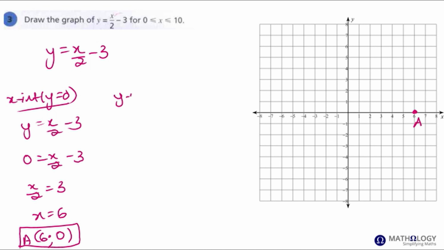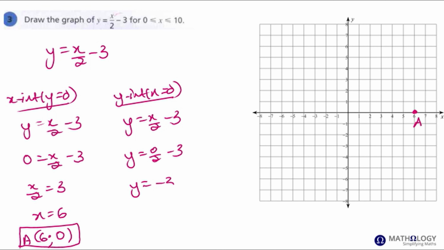And then the y-intercept, when x equals 0, y equals x over 2 minus 3, y equals 0 over 2 minus 3, y equals minus 3. Again, it's a point, x first, then y, x equals 0, y equals minus 3. It's a point, so enclose it in brackets, we'll call that point B. So (0, minus 3) is over there.